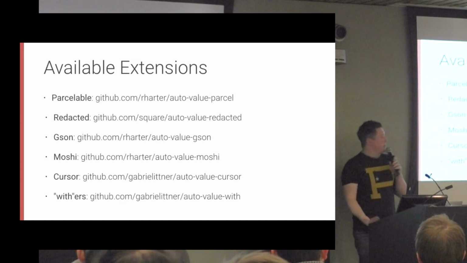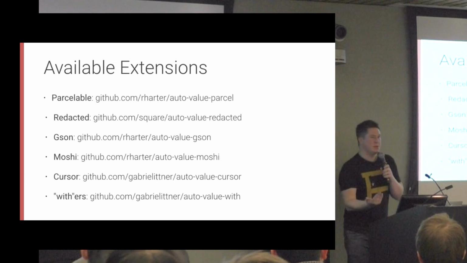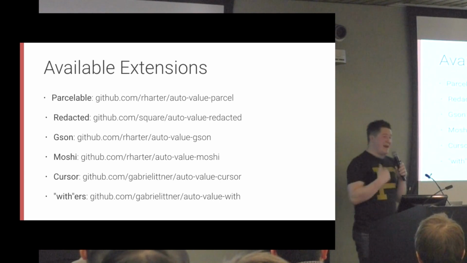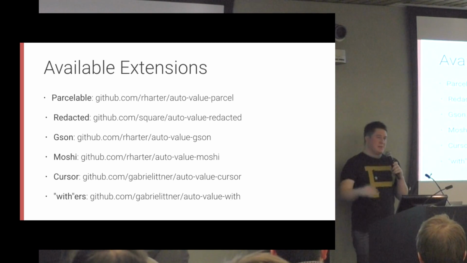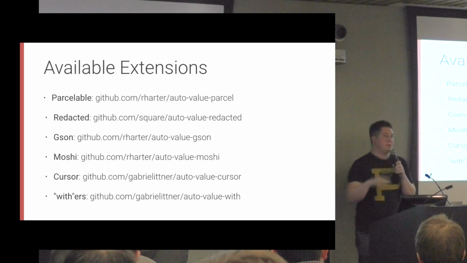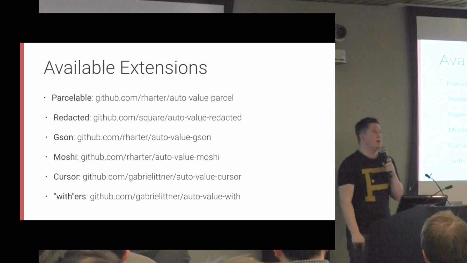Okay, so there's a few of these that are already available. The first two I already talked about: the parcelable implementation, and ours, which does redaction in toString. I talked about JSON and serialization, so there's two extensions which do JSON and Moshi, which is another JSON serialization library.